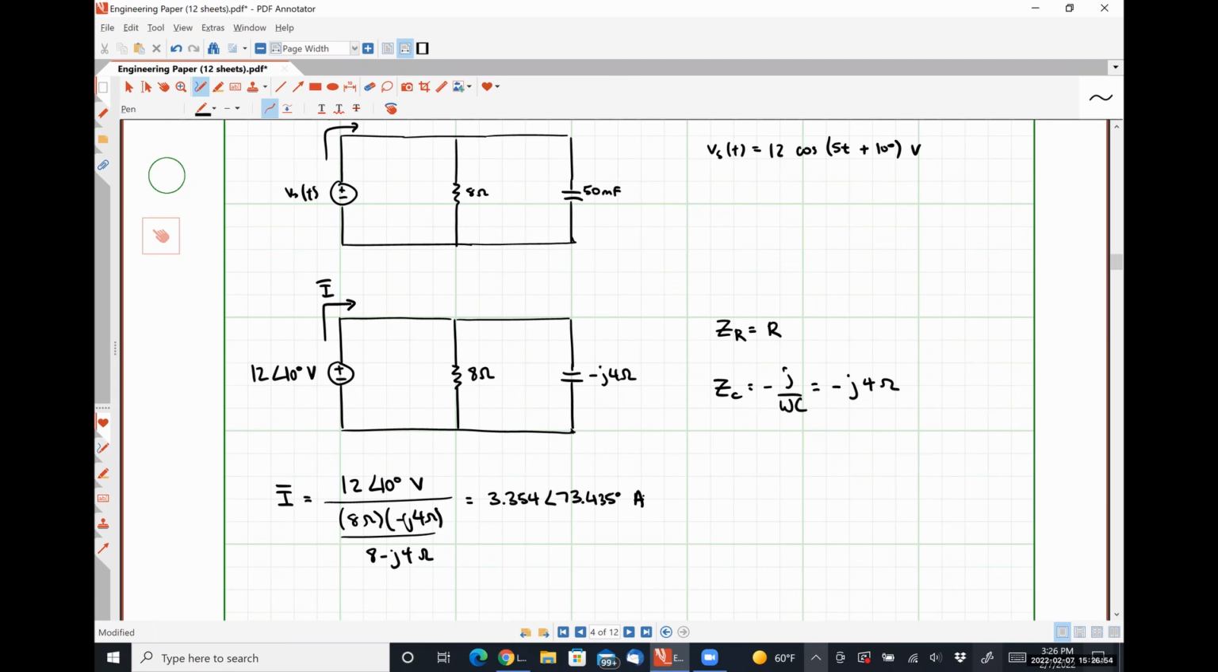Can you explain how you got the 4? Sure. So omega is 5 because omega is the bit that's multiplied by the t inside of the cosine argument. And 50 millifarads is 0.05. So 5 times 0.05 is 0.25, and then 1 over 0.25 is 4.